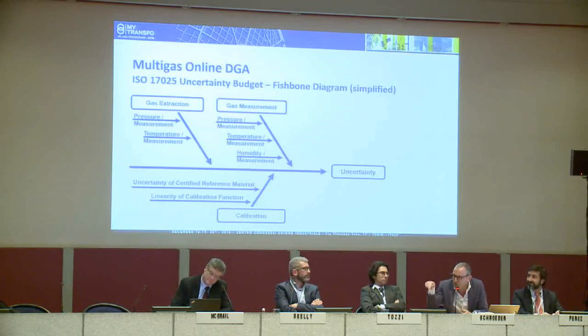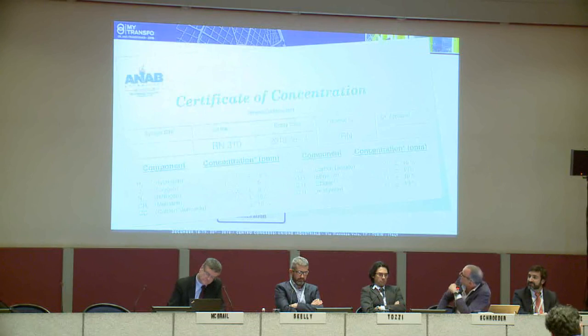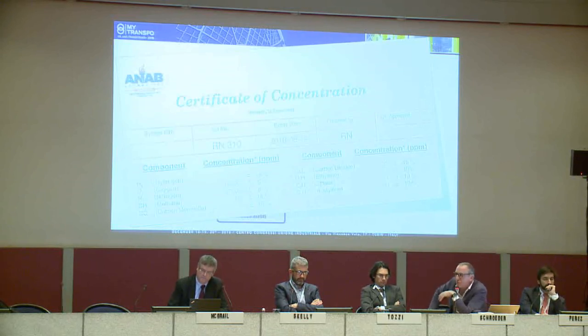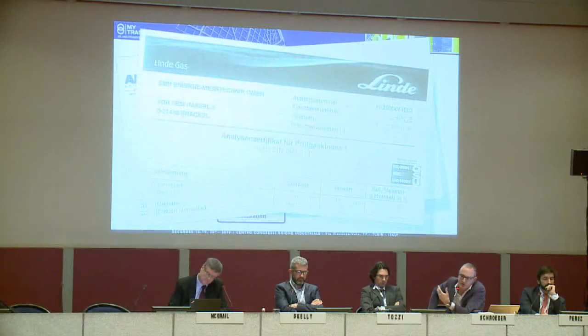So maybe if you just press the button one more time, here you see, for example, a typical certificate of a reference material, oil standards ranging between 5 and 15 ppm and so on. So how can you be more accurate than the reference material? Maybe the next slide. This is a gas reference, 2 ppm. So the gas part is relatively easy to calibrate, but the gas extraction is relatively difficult.